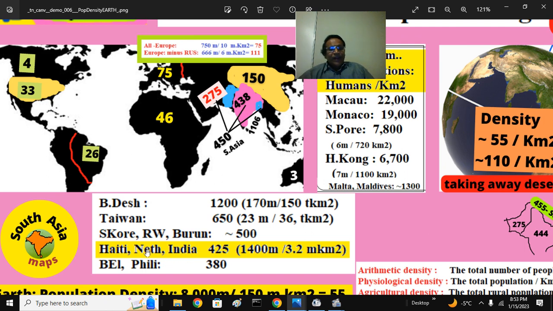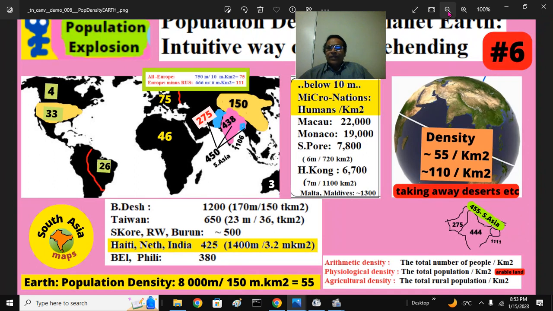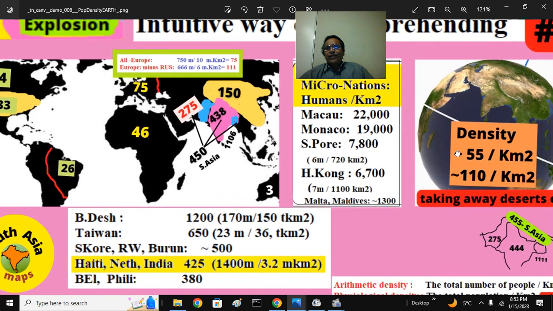And the countries like the Netherlands and England, Haiti, they have almost the same, 425. We made it 444. Belgium and the Philippines have a little less. Belgium, this is the Benelux country, low country, is also densely populated, a neighbor to the Netherlands. So here I made it very clear, the Indian subcontinent, you can remember.